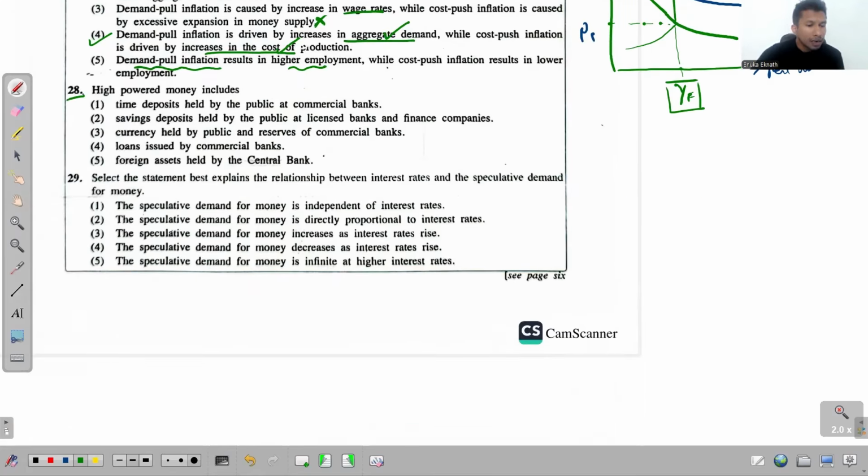Now look at this question 28. High powered money includes... So if you simply remember the components of high powered money, you can easily pick the correct answer for this question. So let me show you all the four components in high powered money. Look at this note now.